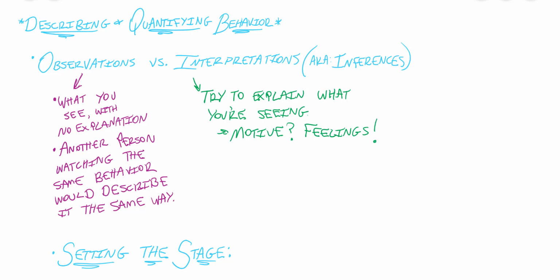Okay. Things like fear, happiness, even stuff like hunger. All of these are interpretations of a given behavior. You're trying to explain why an animal is doing what it's doing. It's running away from something because it's afraid. It's running towards something because it likes it. These are all attempts at explaining why the behavior is happening and not descriptions of the behavior itself. Okay.